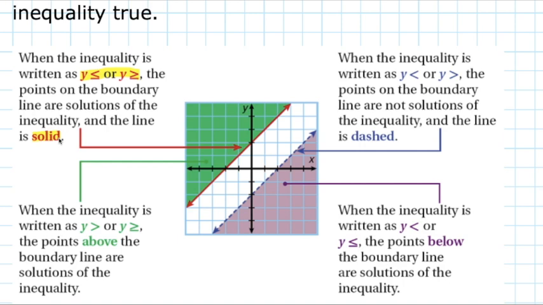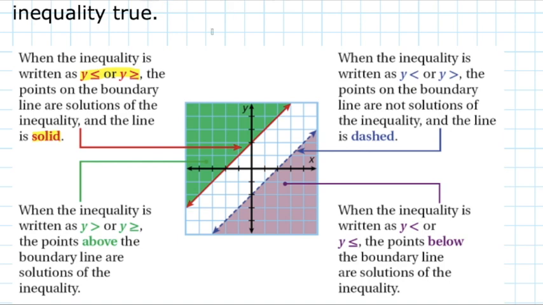So if we have the or equal to piece, then it's going to be a solid line. The way to think about this is the equal to piece is creating that solid line. And that's what you're used to seeing when you draw a line. You draw a straight line that is solid, and that's because everything on that line is equal to. So that's part of the solution.